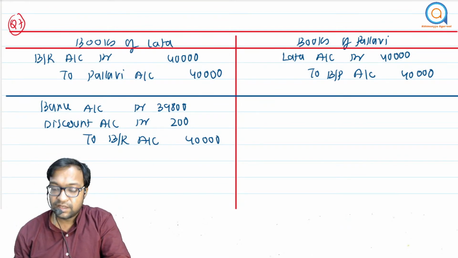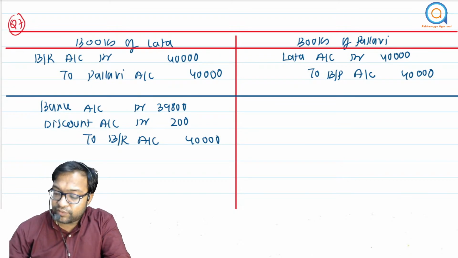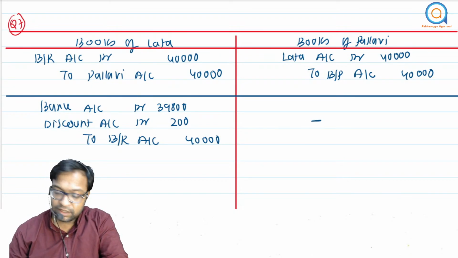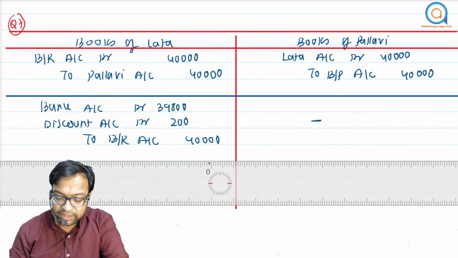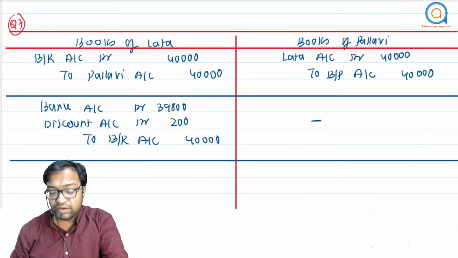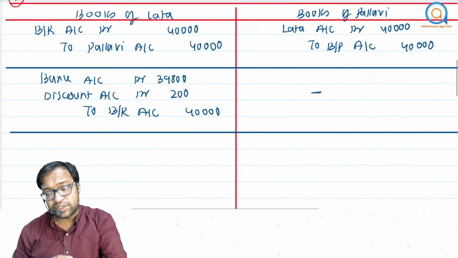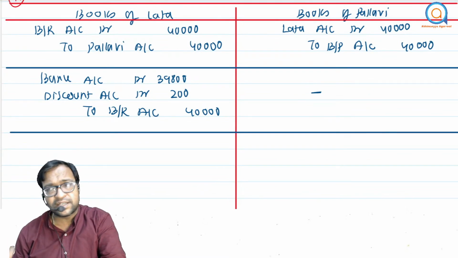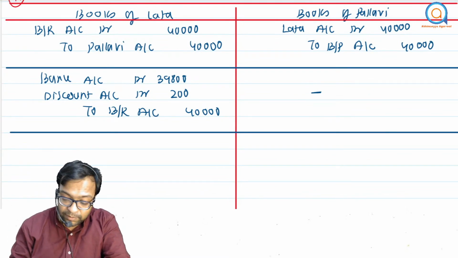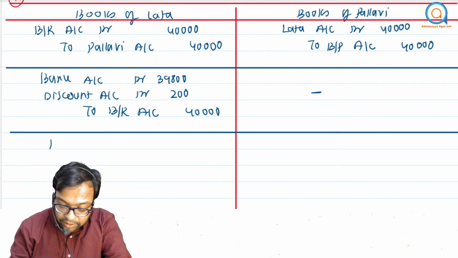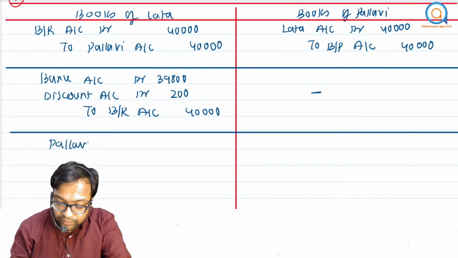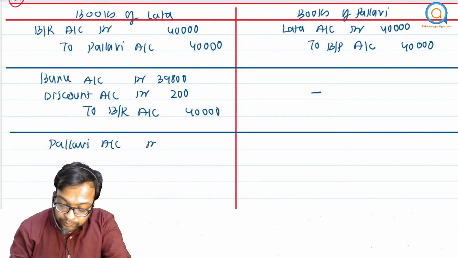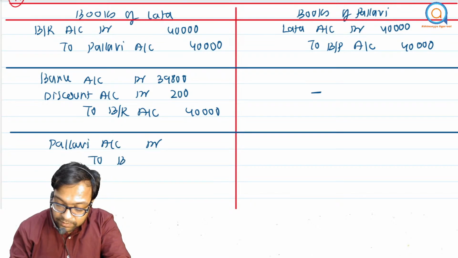Yes, sir. Now when the bill is discounted, will Pallavi do any entry today? No, sir. Pallavi will not do any entry. Now Lata will remit 1/4 share to Pallavi because Pallavi's share is 1/4. So what will be the entry? The entry will be Pallavi account debit to bank to discount.